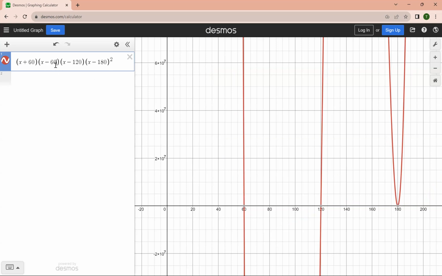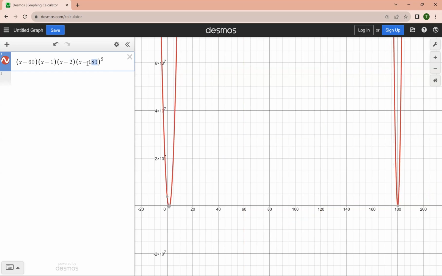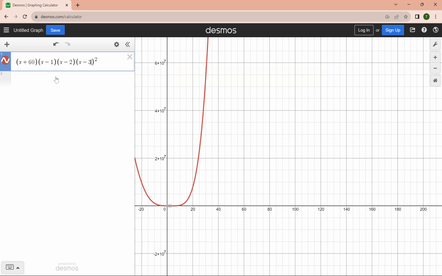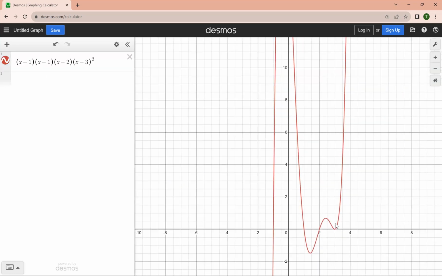So let me go back and make this 1, 2, 3, and then 1, and our scaling won't be so bad. Okay, that looks better. Does that look okay to you? Yeah, kind of. All right.